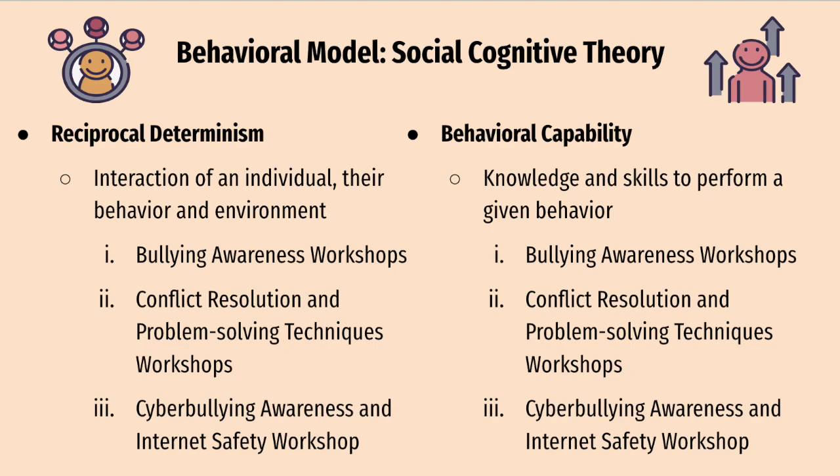The second component is behavioral capability. This refers to an individual's skills and knowledge to perform a particular behavior. It can anticipate behavior change by indicating whether the individual possesses the necessary skills and understanding to successfully enact the desired change. The activities needed for this component are again the bullying awareness workshop, conflict resolution and problem-solving techniques workshop, and the cyberbullying awareness and internet safety workshops.